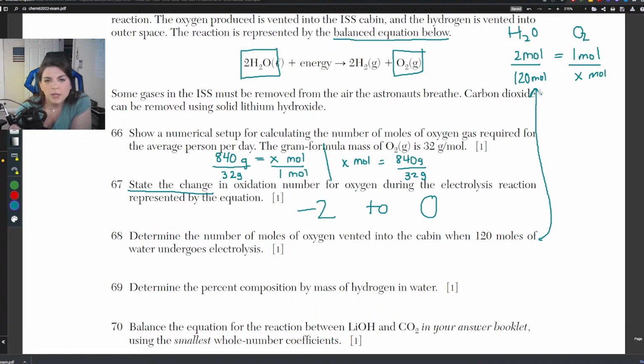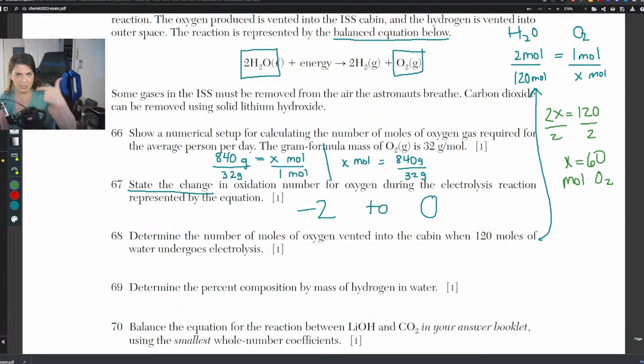Then you cross multiply, because you have 2 fractions equal to each other with 1 unknown. So this would be 2x is equal to 120. Divide both sides by 2, and x is equal to 60 moles of oxygen. Some of us that are math brained just look at that and go, duh, 2 and 120 is the same as 1 and 60. Others, like me, don't think like that, so we have to solve it. But 60 moles of oxygen would be the correct answer.